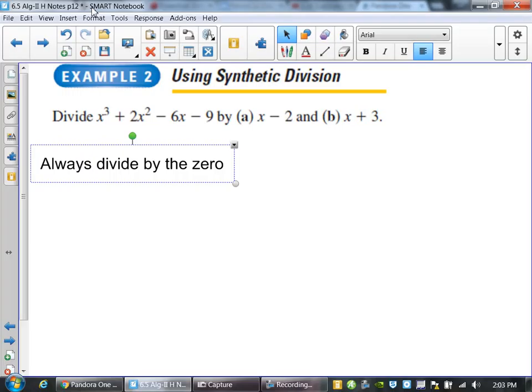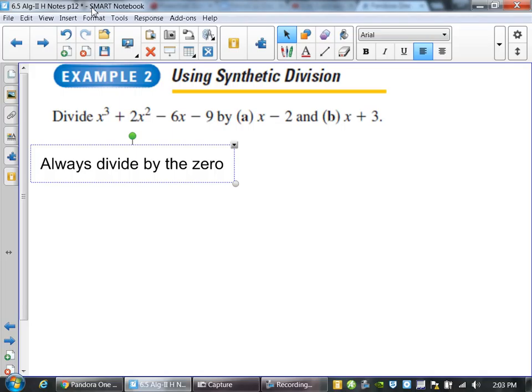We're still going to take our polynomial. Today they're going to give us terms to divide by, or zeros to divide by. Your job, and I say it, your job is to always make sure that you're dividing by the zero of whatever term you're given.